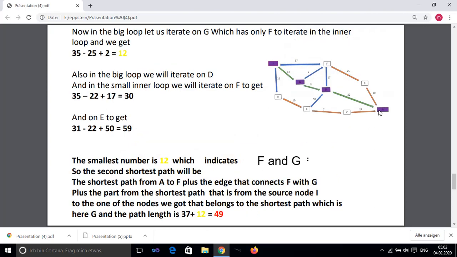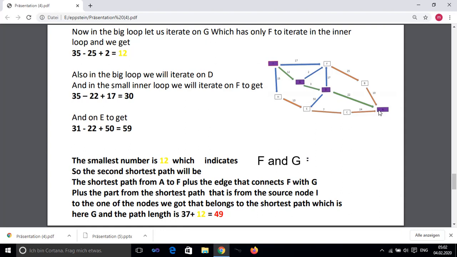Now in the big loop let us iterate on G, which has only F to iterate in the inner loop, and we get 35 minus 25 plus 2 equals 12. Also in the big loop we will iterate on D, and in the small inner loop we will iterate on F to get 35 minus 22 plus 17 equals 30. And on E to get 31 minus 22 plus 50 equals 59.